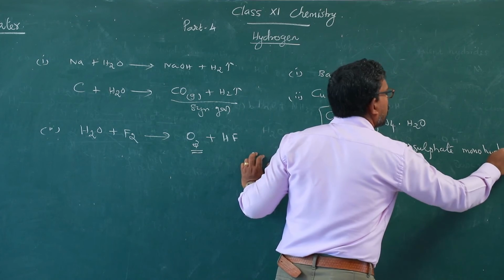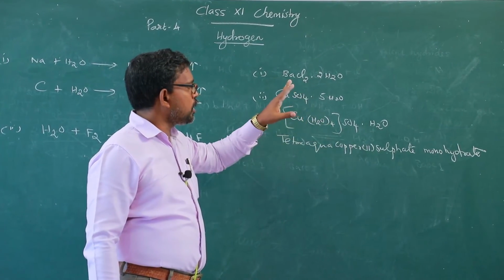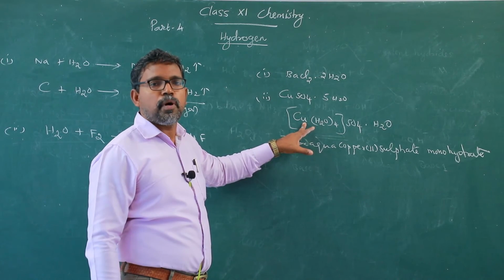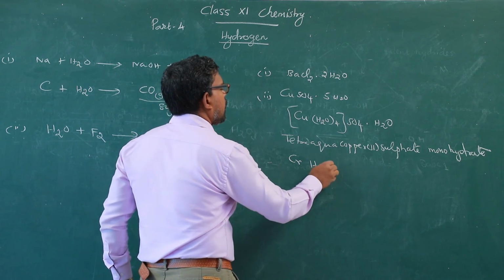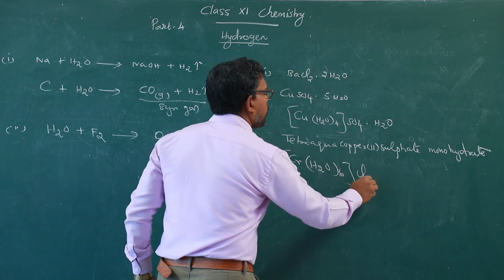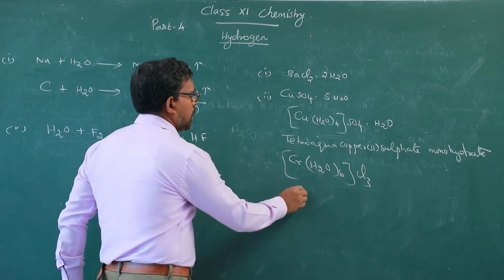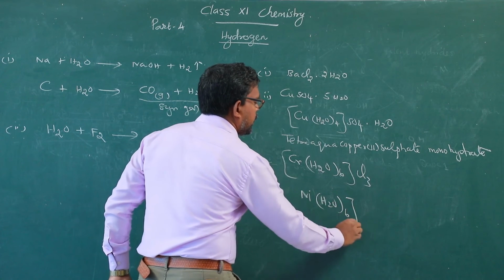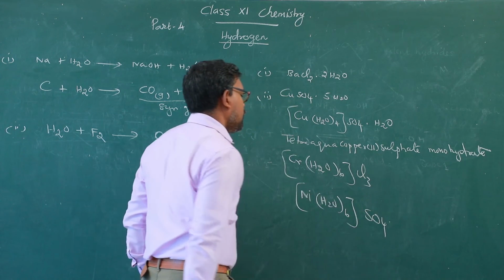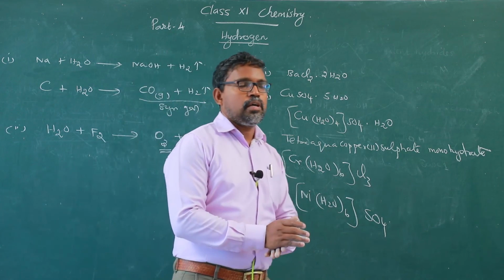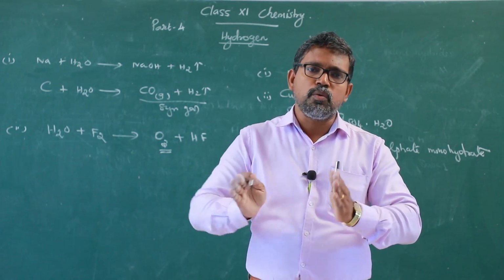Monohydrate. It is a coordination compound, tetraaqua copper(II) sulfate monohydrate. So, these 4 molecules of water are utilized for complex formation with copper. Similarly, hexaaqua chromium(III) chloride is the name of the compound, and hexaaqua nickel sulfate, nickel sulfate. So, these are the hydration compounds formed by metal salts with water.